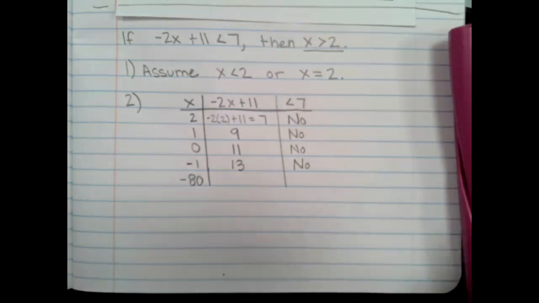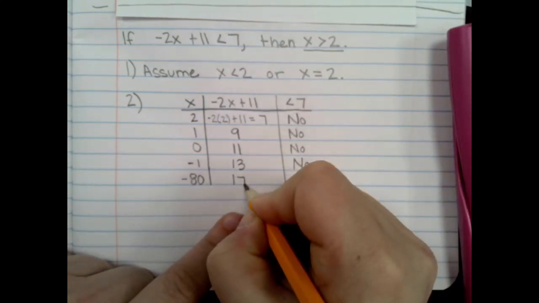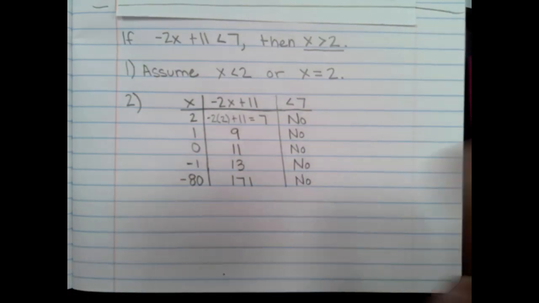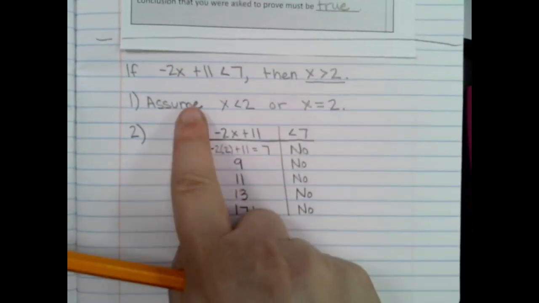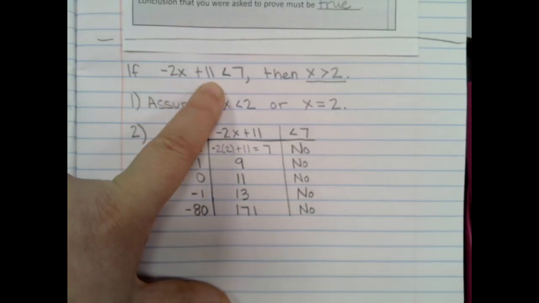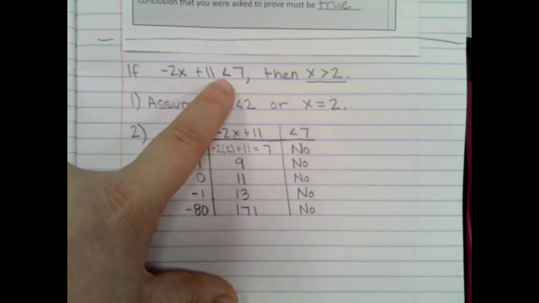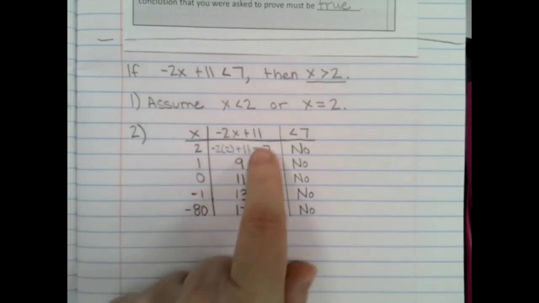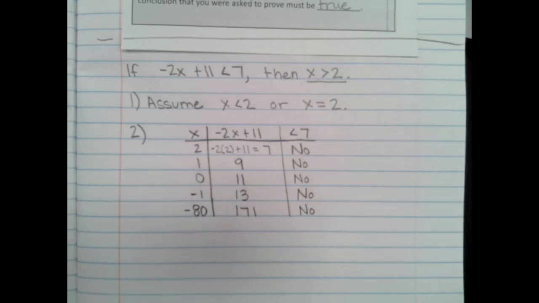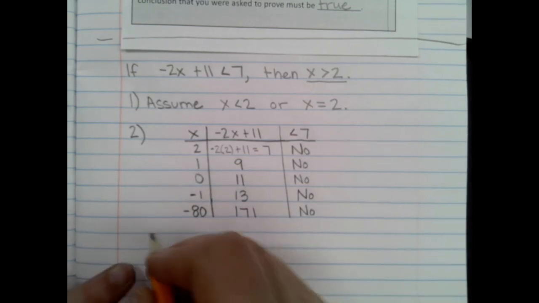Is 171 less than 7? No. But in our original statement, in our if-then, we said that when we do negative 2 times x plus 11, the answer has to be less than 7. Are any of our answers less than 7? No. And technically, we should keep testing and testing. We should test decimals and fractions and all of this, but you're probably like, oh my gosh, Miss Morrell, that's too much. I agree. Okay, so step 3.